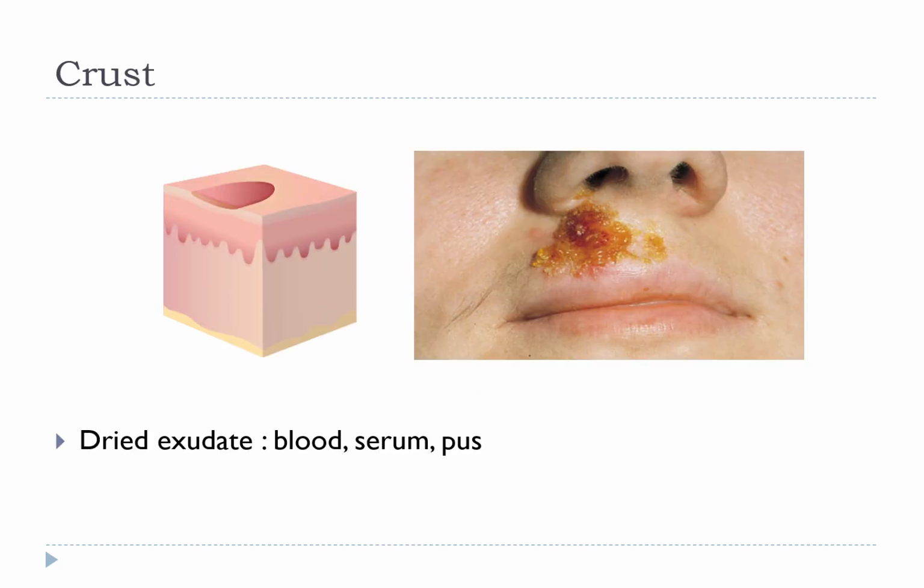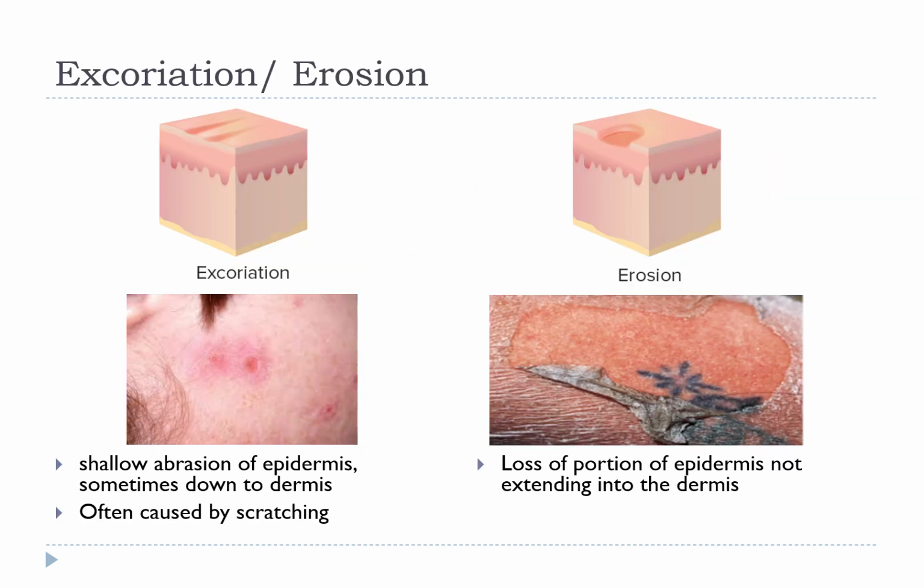A crust is formed from dried exudate overlying irritated or injured skin. The exudate can be blood, serum, or pus. It is not to be confused with the scale. An excoriation is a shallow, punctate, or linear abrasion of the epidermis, and sometimes dermis, often caused by scratching. An erosion is a loss of a portion of the epidermis, so the top layer, and not extending to the dermis. The surface is moist and it usually heals without leaving any scar.